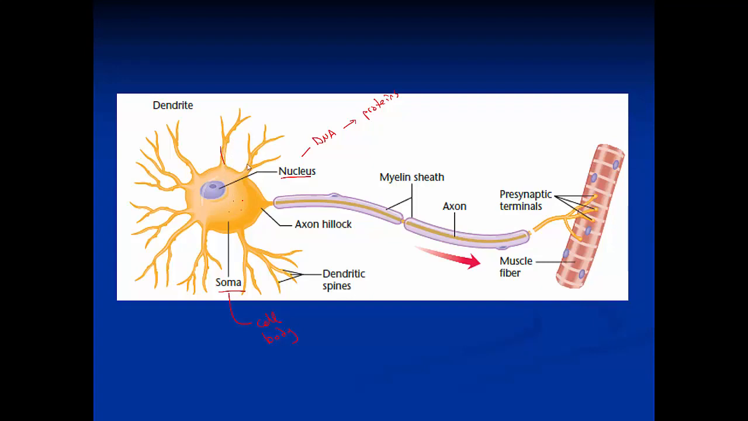Now, there's a whole bunch of different processes. These are going to be dendrites. Dendrites are going to collect information.